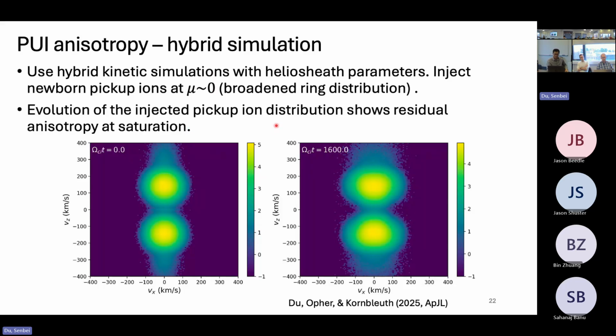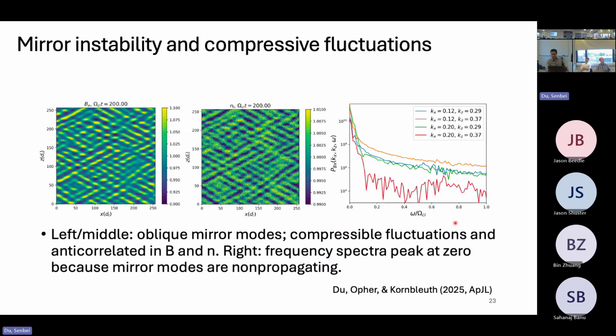And so basically, we see that the distribution does not go to the bispherical distribution or shell distribution. So it's only elongated a little bit in the parallel direction. So the parallel direction is the horizontal direction in this case. And so this can be understood by looking at the spatial distribution of these field quantities.